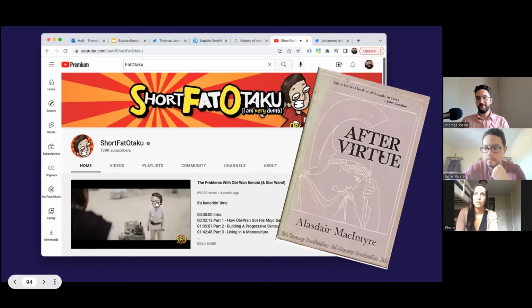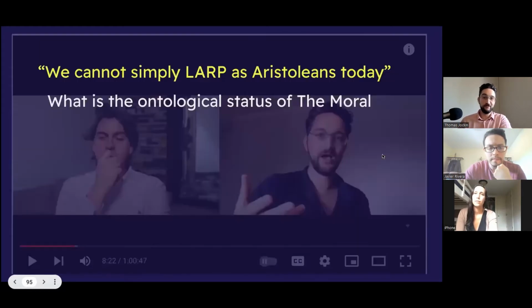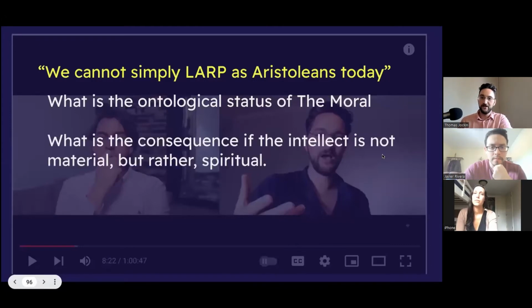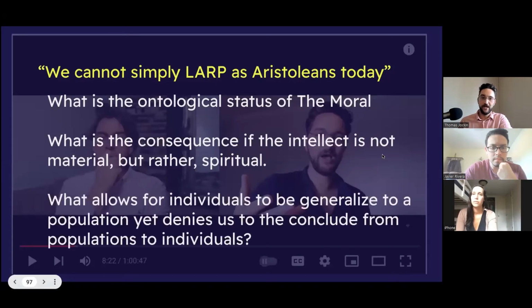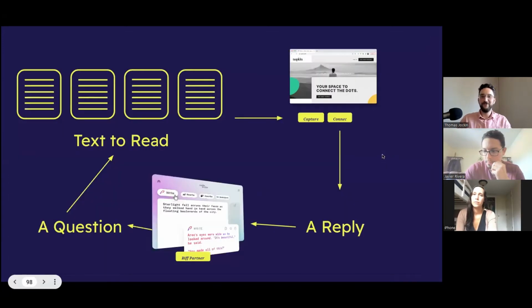So these are examples, and this is more of a personal project I'm thinking about. I've been thinking about it for a long time. Basically thinking questions like, what is the ontological status of the moral? What is the consequence if the intellect is not material, but rather spiritual? And what allows individuals to be generalized to a population, yet denies us the ability to conclude from populations to individuals? So these are the kinds of questions I'm asking.